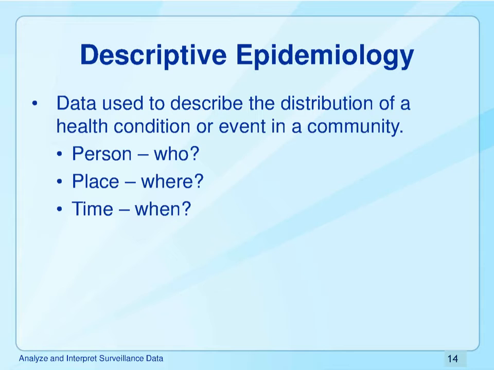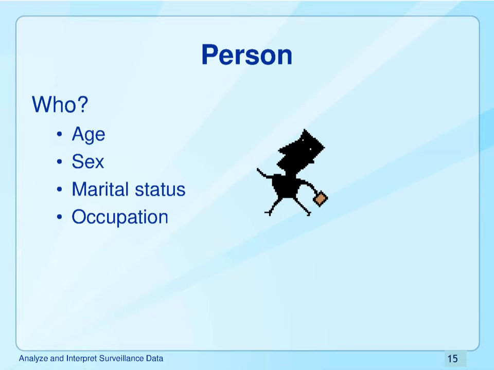All right, now in the past we have talked about descriptive epidemiology, and we've called it the descriptive epidemiological triad, okay? We called it that because of the three elements of descriptive epi: person, place, and time. We use these three elements to describe the distribution and determinants of a health condition in a population. All right, so what we're going to do now is talk about each of these elements in turn and how they relate to the analysis of surveillance data.